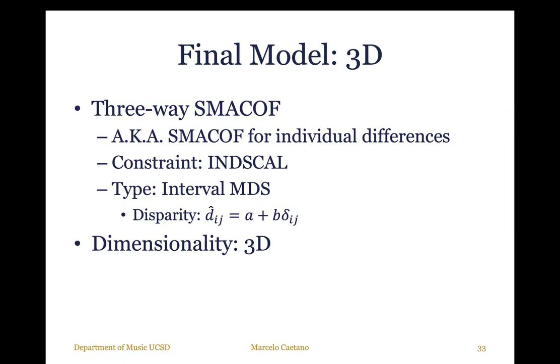So in the end, we decided on a 3D model, and we use 3-way Smacof, also known as Smacof for individual differences. So the ratings of each participant are weighed differently. The constraint we're using is INDSCAL, which basically means there is a central model, and the ratings for each participant will just correspond to rotations and expansions or contractions of that central model. We're using also interval MDS for the disparities. And the dimensionality, as I mentioned, is 3D.